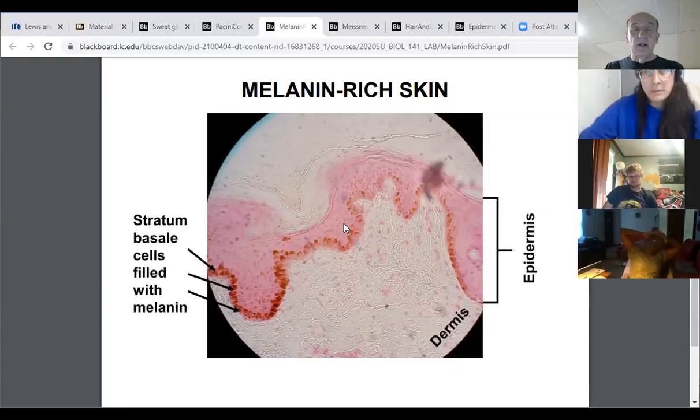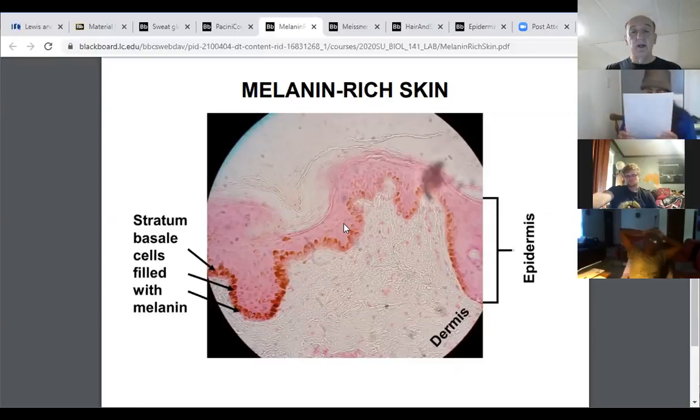Any questions about any of the models that we looked at, any of the structures that we named, any of the microscope slides that we looked at today or looked at before? Any questions about anything that we covered in this first 7 exercises for the lab?